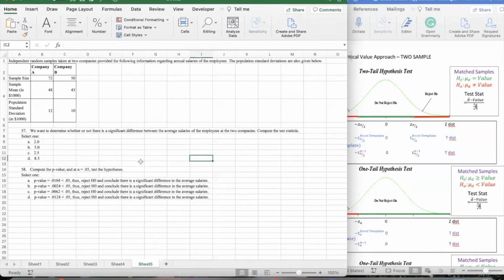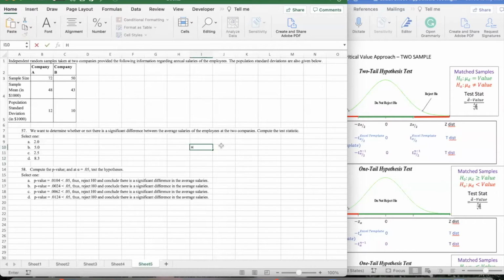So what we're going to do is first figure out what kind of test we have. Is it a one-tailed test or a two-tailed test? We can figure that out by reading 57. So 57 says we want to determine whether or not there is a significant difference between the average salaries of employees at the two companies. So that means, I'm just going to put this right here.